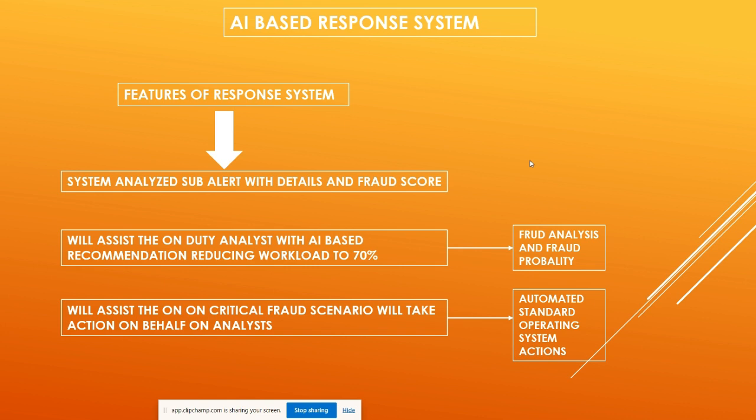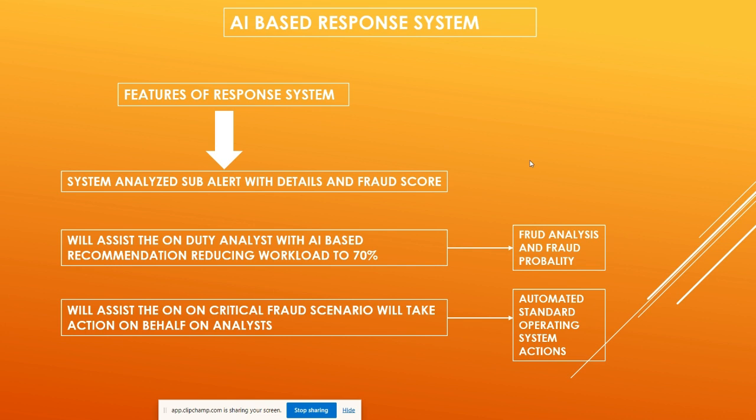The AI system will analyze that alert and then give a recommendation. It will help analysts reduce the workload by up to 70%, and I will tell you how. The alert will do fraud analysis and also give a fraud probability, and it will also assist on the critical fraud scenario. That is the second part.